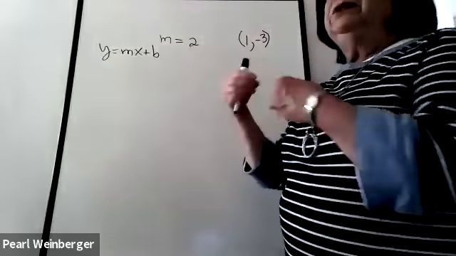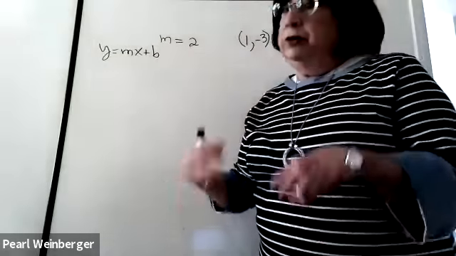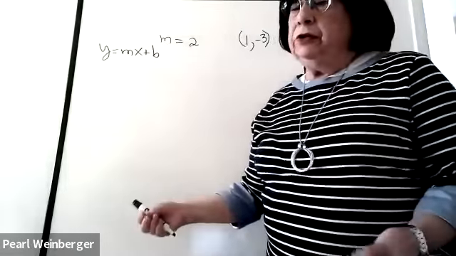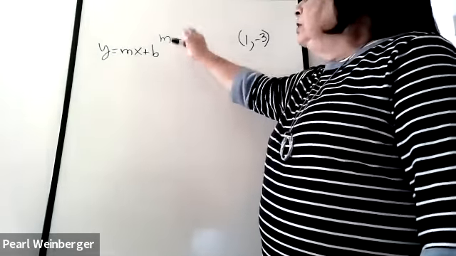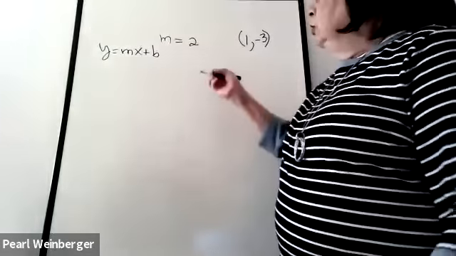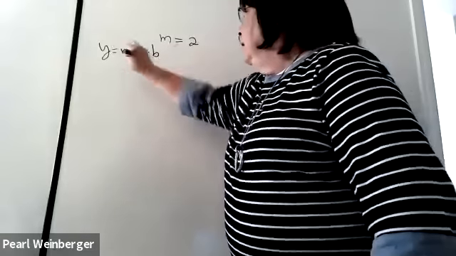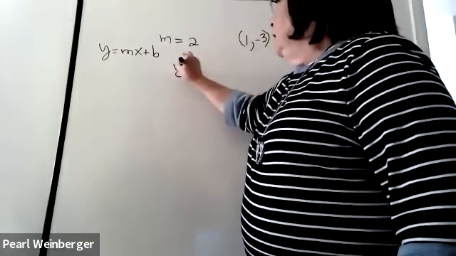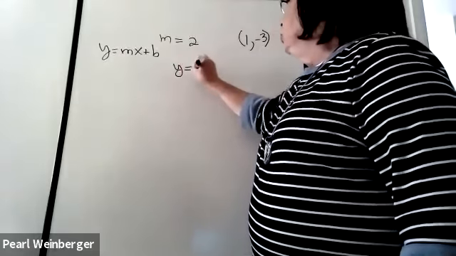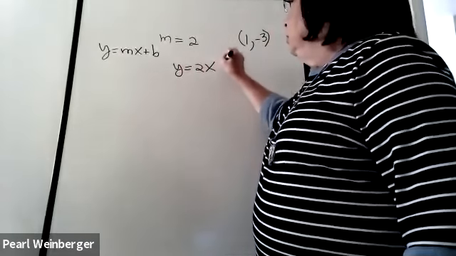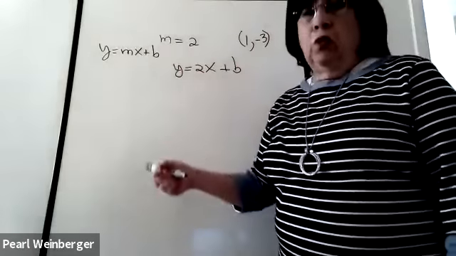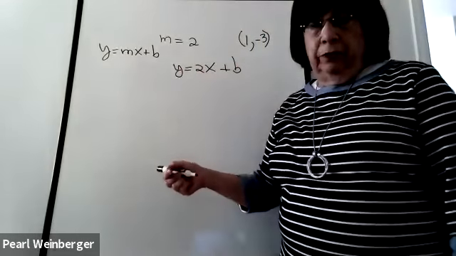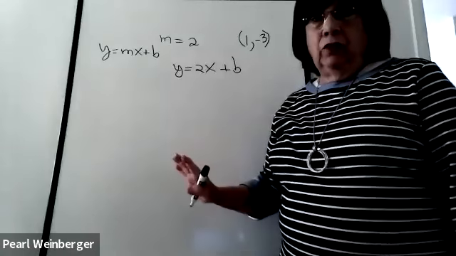Now, sometimes they give us the slope, or sometimes they make us figure out the slope. For this particular equation, they told us the slope is 2. So if I fill that in, I know for my line, it's going to be y equals 2x, my slope is 2, plus b. What I don't know is the y-intercept. I now have to find the y-intercept.